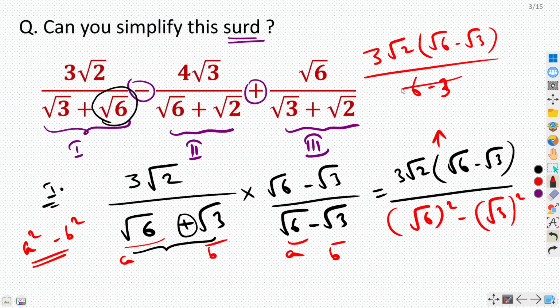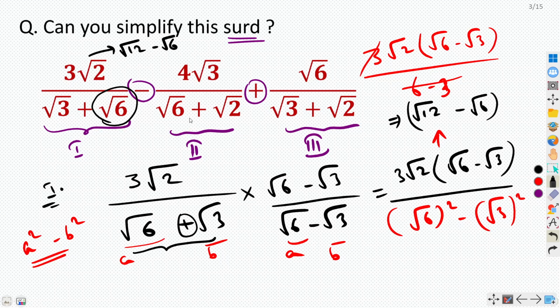So can I cancel this 3 and this 3? So from here we got root 2 into root 6, that would be root 12. Root 2 into root 3 is root 6. So root 12 minus root 6 is the simplified version of this one. So root 12 minus root 6.